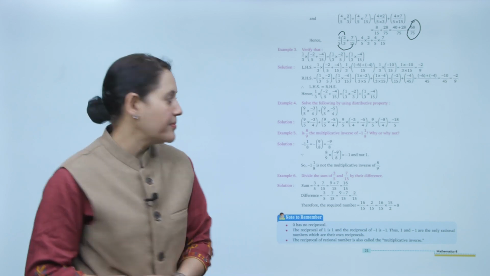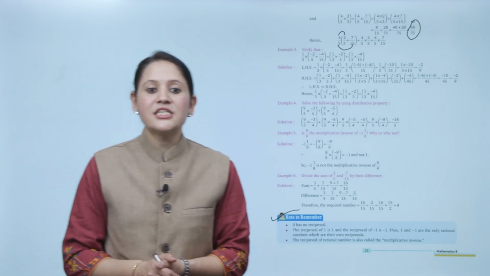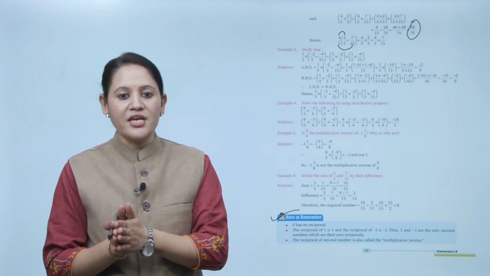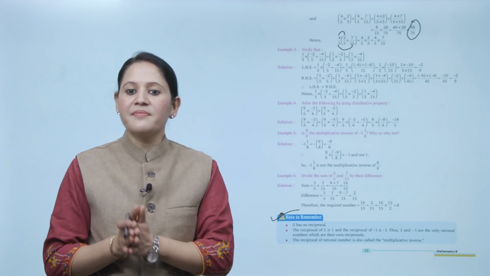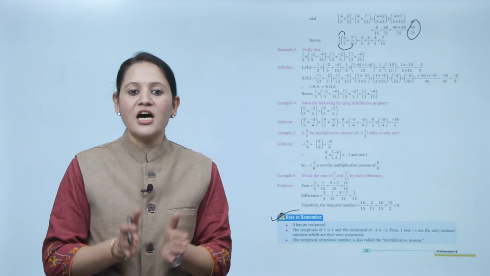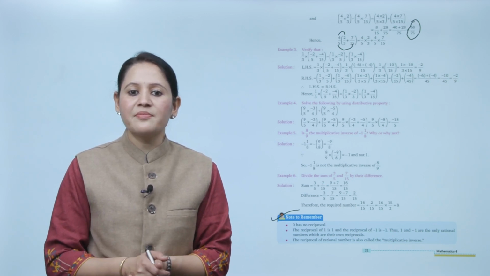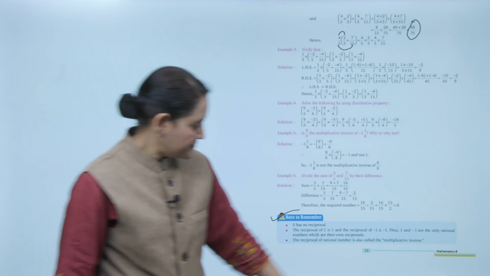Next is note to remember. 0 has no reciprocal. The reciprocal of 1 is 1 and the reciprocal of minus 1 is minus 1. Thus, 1 and minus 1 are the only rational numbers which are their own reciprocal. The reciprocal of a rational number is also called the multiplicative inverse.